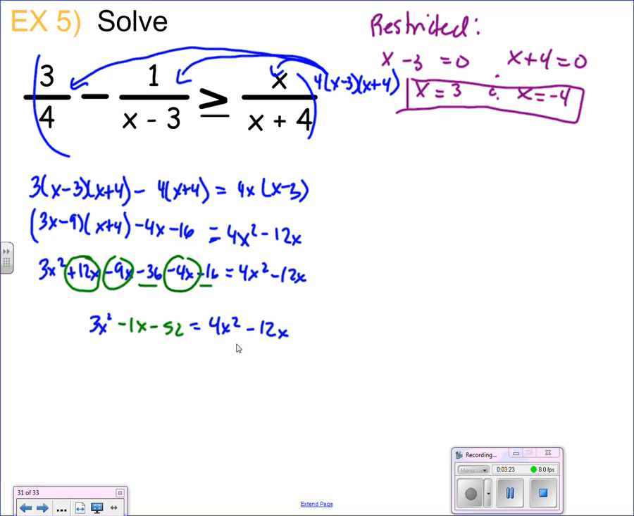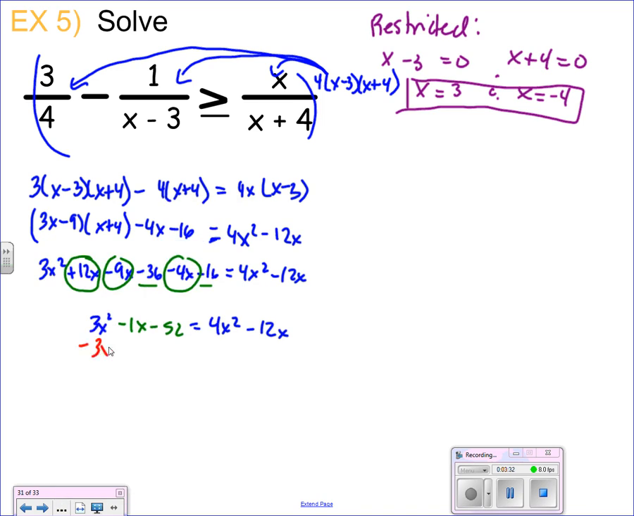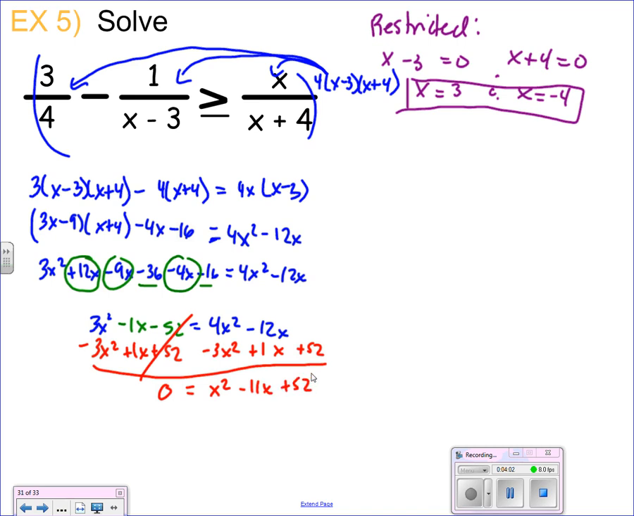Since I have a squared term, we've got to move all things to the same side. So I'm going to subtract 3x squared, I'm going to add 1x, and I'm going to add 52. So that this will become 0. So subtract 3x squared, add 1x, add 52. Again, so this is 0. So this is x squared minus 11x plus 52.